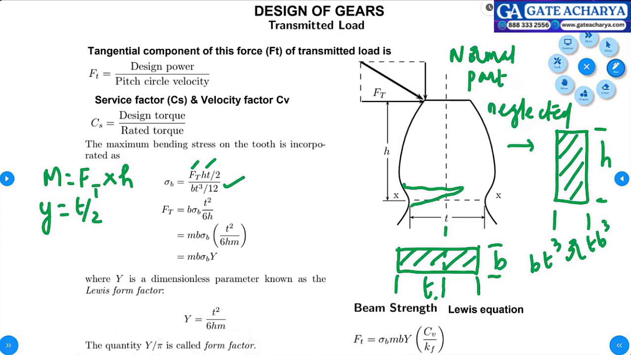So therefore, capital Ft will be equal to, T will get cancelled. So what you do, you keep Ft on the right hand side and bring all these to the left hand side. When you do so, B sigma B T square by 6H, multiply by module, divide by module, T square by 6HM, that you call Y. This Y is nothing but a dimensionless parameter known as Lewis form factor. And Y by pi is called the form factor.